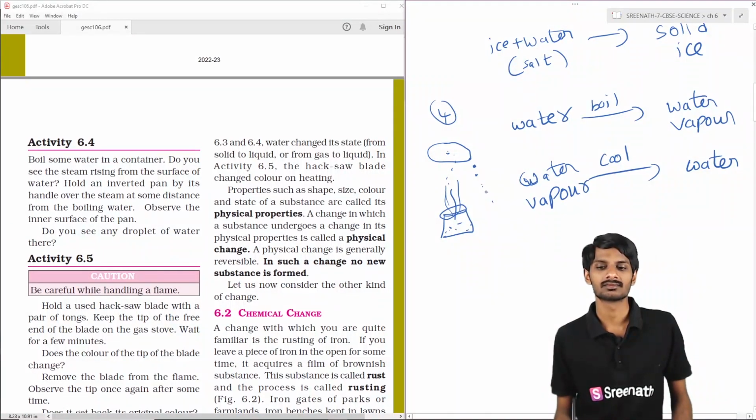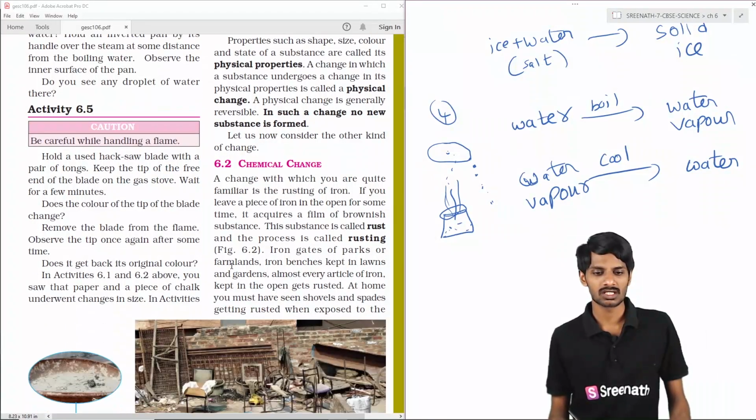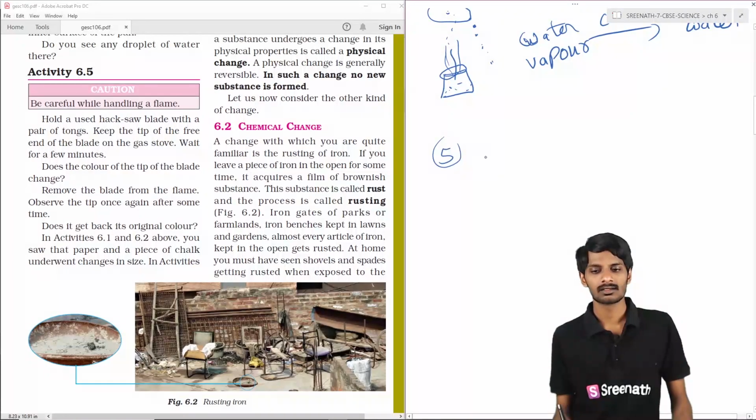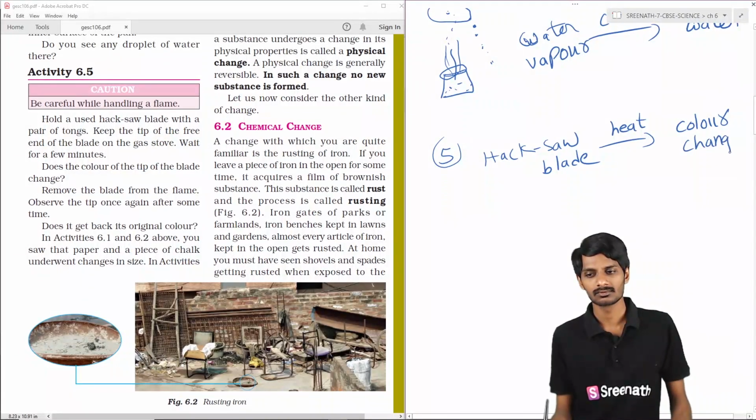Okay students, next thing is hold a hacksaw blade and heat it on fire. So what do you observe? Color changes. If you cool it, the original color comes back.